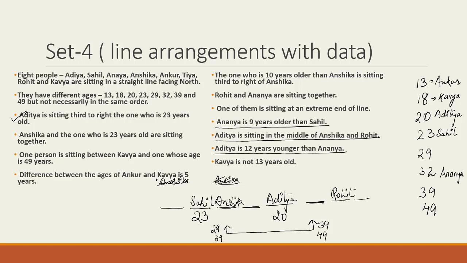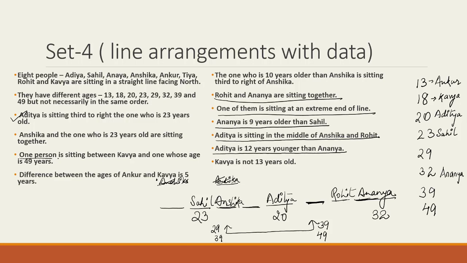So for sure I can say that at this place I cannot have Ananya. So I will have to place Ananya here for the two reasons that Rohit and Ananya are sitting together. One of them is sitting at the extreme end of the line. So that means Ananya is at the extreme end of the line and her age is 32.